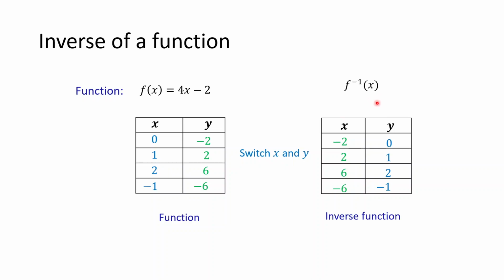So we write the inverse function as f, put a minus 1, then of x. So this is the function, this is the inverse function. So this is the notation for the inverse function. You read this as f inverse x. Note that f inverse x is not equal to 1 over f of x. So this is a notation for the inverse function. This doesn't mean this is equal to this.